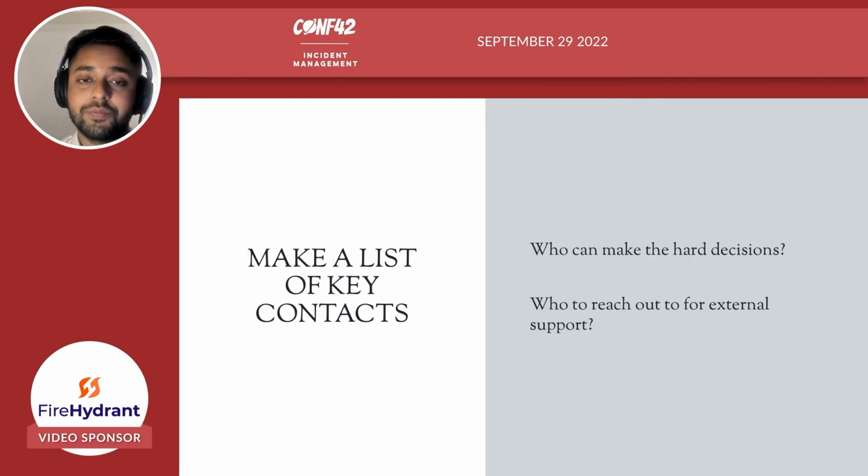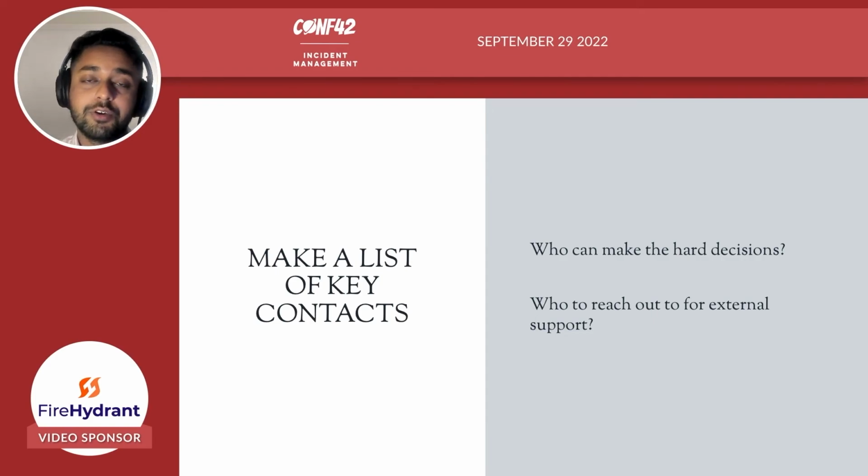So in order to ask for help, we need to know who to ask for help. So make a list of these key contacts. Who can help make these hard decisions? If we decide that we want to turn off all ads for our site, typically you might not be the one who is responsible or has the power to make that decision. So loop in the folks who can. It's really important to document those so that it's easy to pull them in when you need.